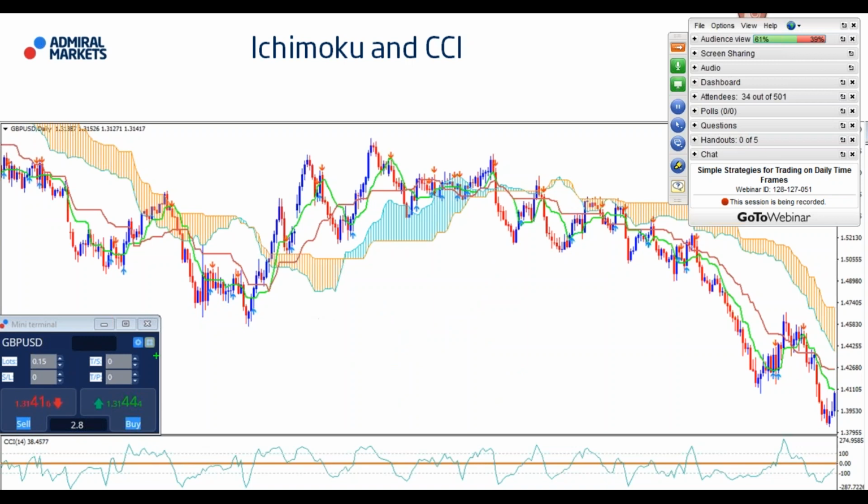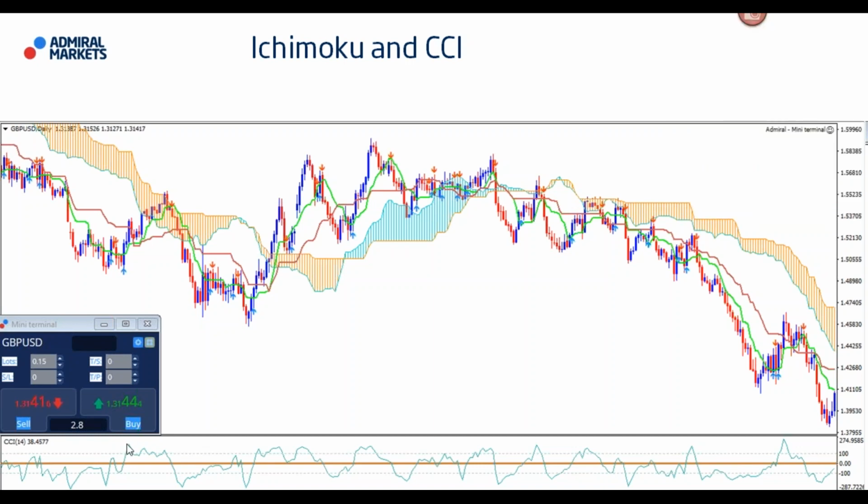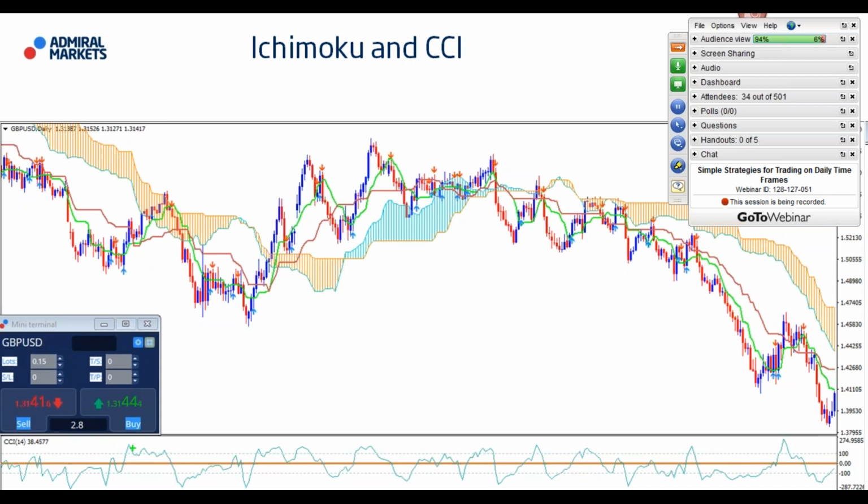So let's take a look at another example. For instance, here you can see, right here, now that entry didn't go anywhere actually, right? So that would have been a loss.